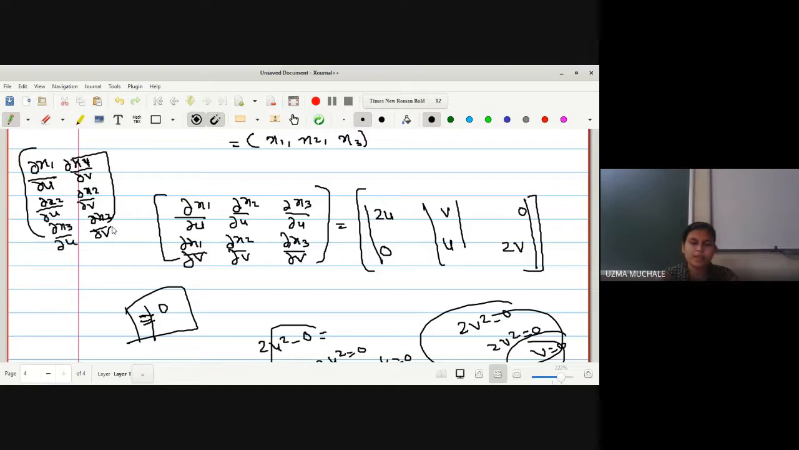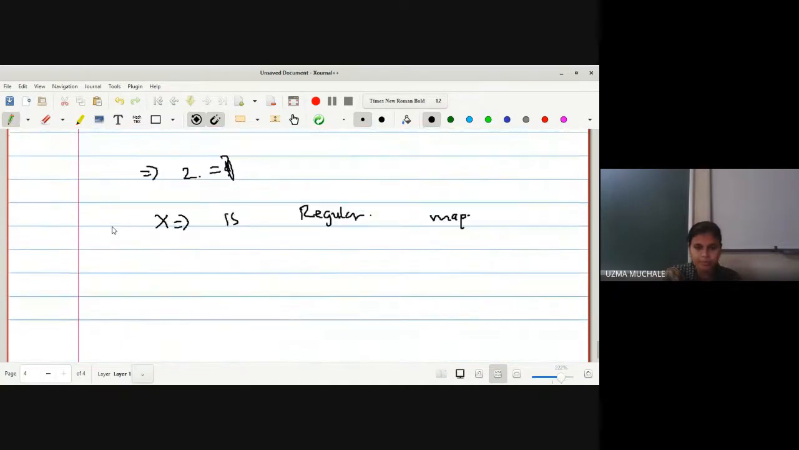Any 2 cross 2 matrix, if it is non-zero, then you can say that the rank of the Jacobian matrix is equal to 2, and which is a dimension of a domain. So hence proved that X is 1-1 and regular. 1-1 ensures that there is no cutting of the plane, and your regularity ensures that whatever the object you are getting is smooth. Okay.